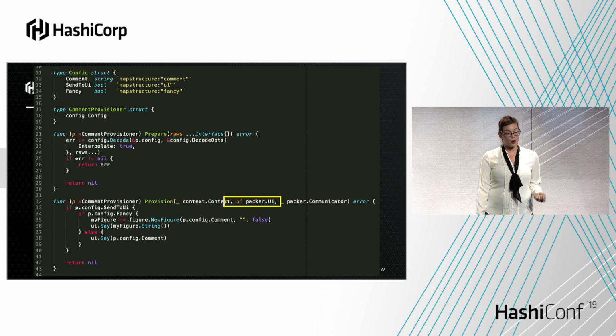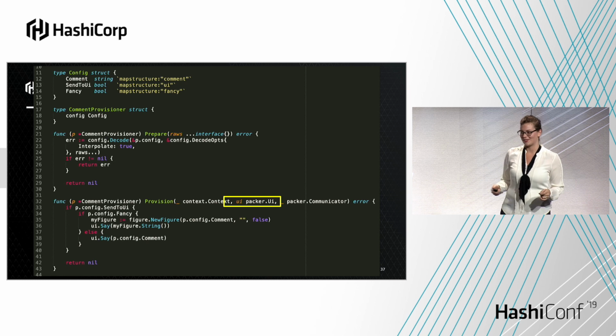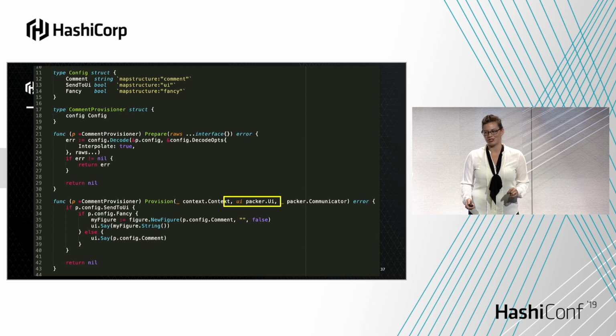Then we have a Packer UI object. Packer does some really weird stuff, wrapping our standard out and standard error streams. And so we give you a UI object so you don't have to worry about that. Instead, you can just use the UI object and say UI say, UI message, and then we'll put it into the Packer terminal for you.